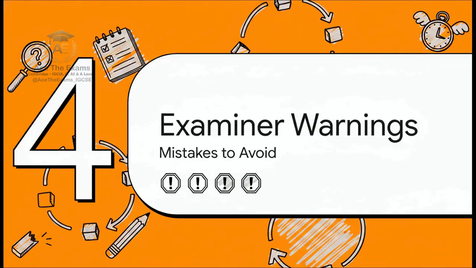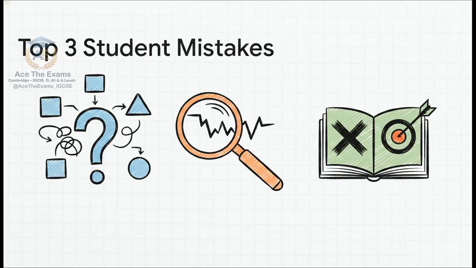Moving on to Section 4, the top 3 examiner warnings. These are the critical mistakes you have to avoid. You need to memorize these 3 specific mistakes straight from the principal examiner reports so you do not repeat them. First, students confuse cause and effect in the algorithm. They completely fail to explain why a specific pass triggers a specific array state.